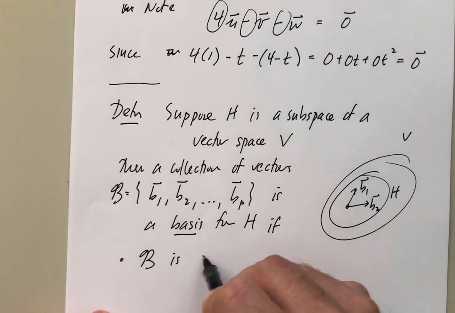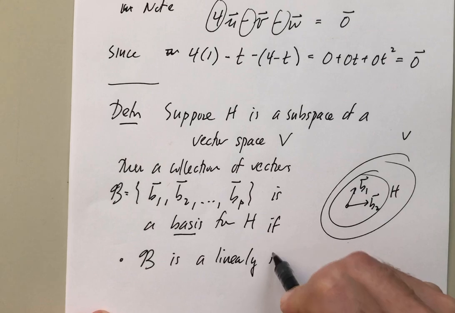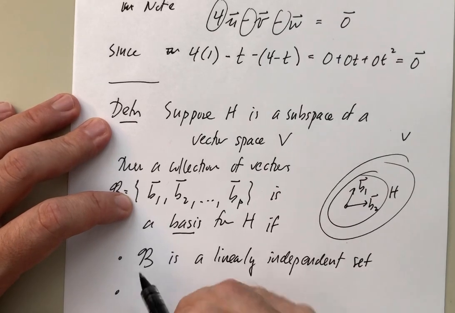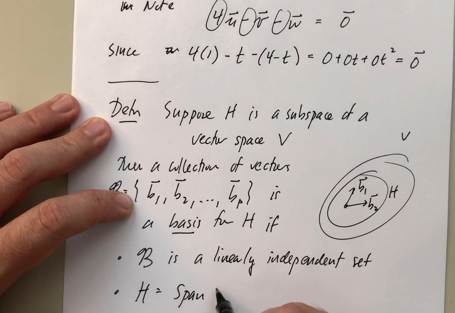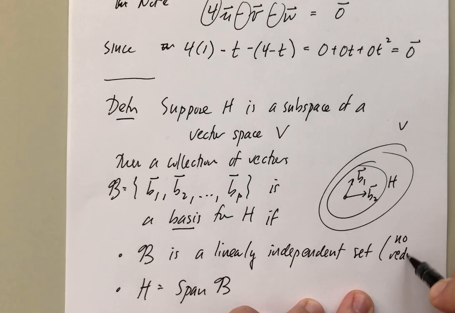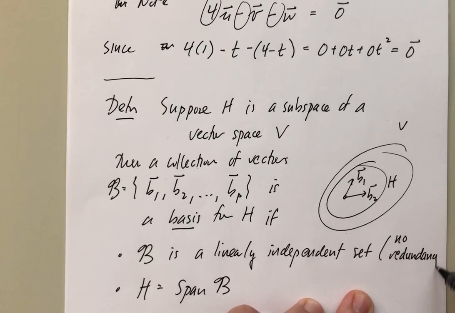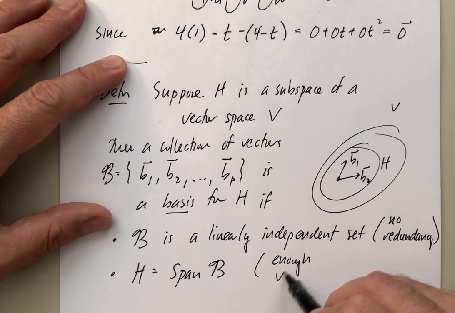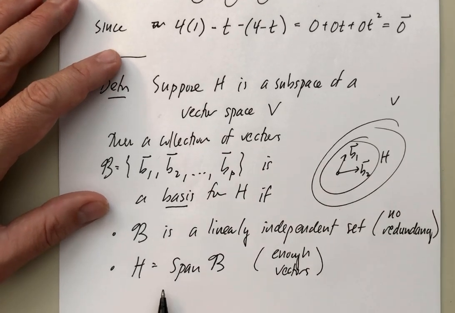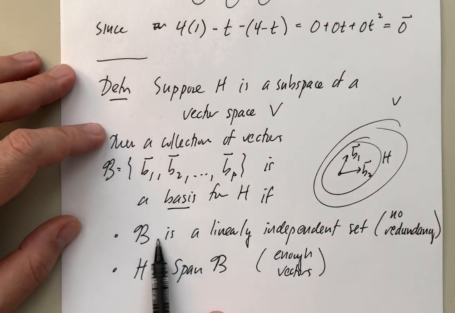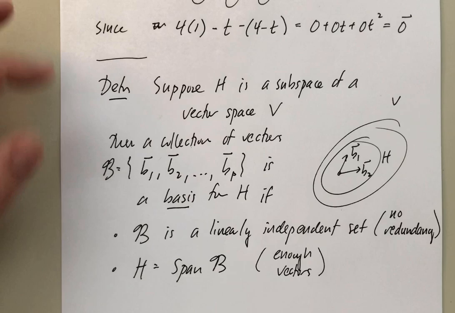First of all, B should be a linearly independent set. And the other one is that H should equal the span of B. Okay, so again, the way I think about this is that the first condition is that there's sort of no redundancy in the collection of vectors. And this is saying that there's kind of enough vectors, so that you can get every other vector as a linear combination. Okay, so a basis for a subspace has these 2 properties. It's an independent set, and it spans the subspace.